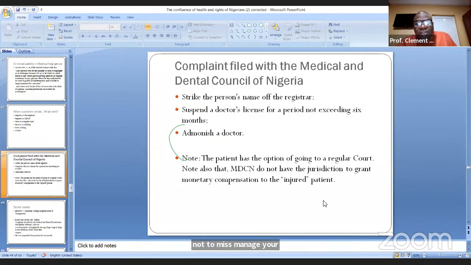A complaint filed with the medical council. What happens? We said they can go to the medical council. If the medical council finds you guilty, they can remove your name from the register. They can suspend you for about 6 months or more. Then they can admonish you, to advise you. But I can tell you, to admonish you is not as simple as it looks.